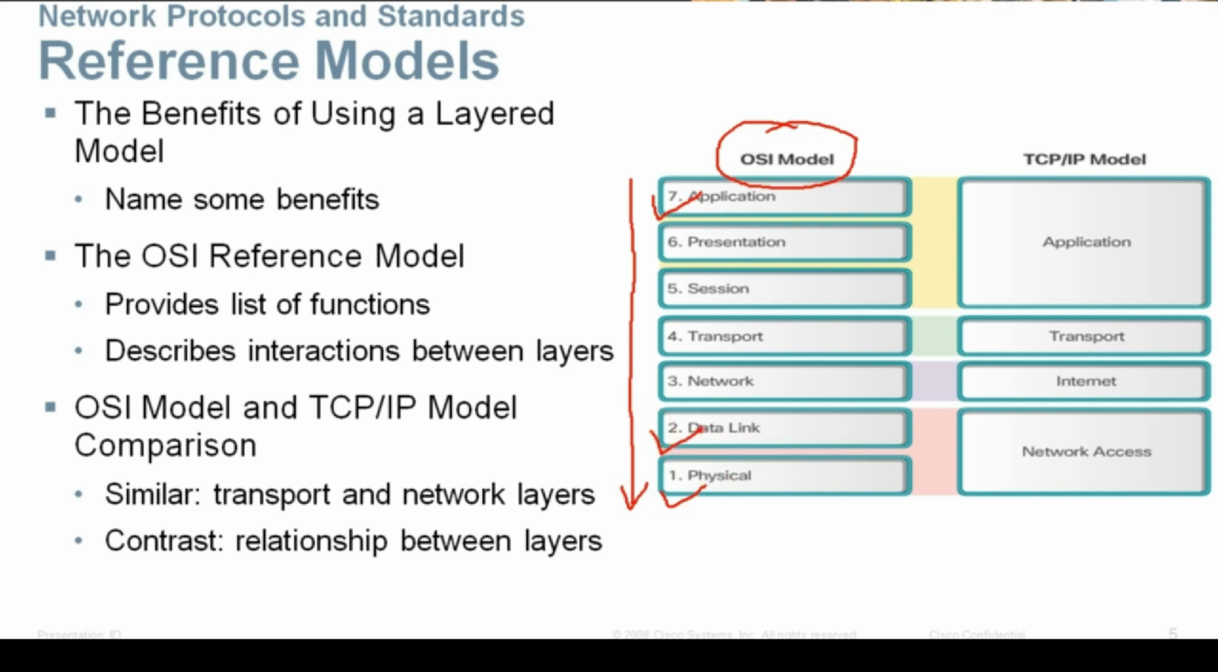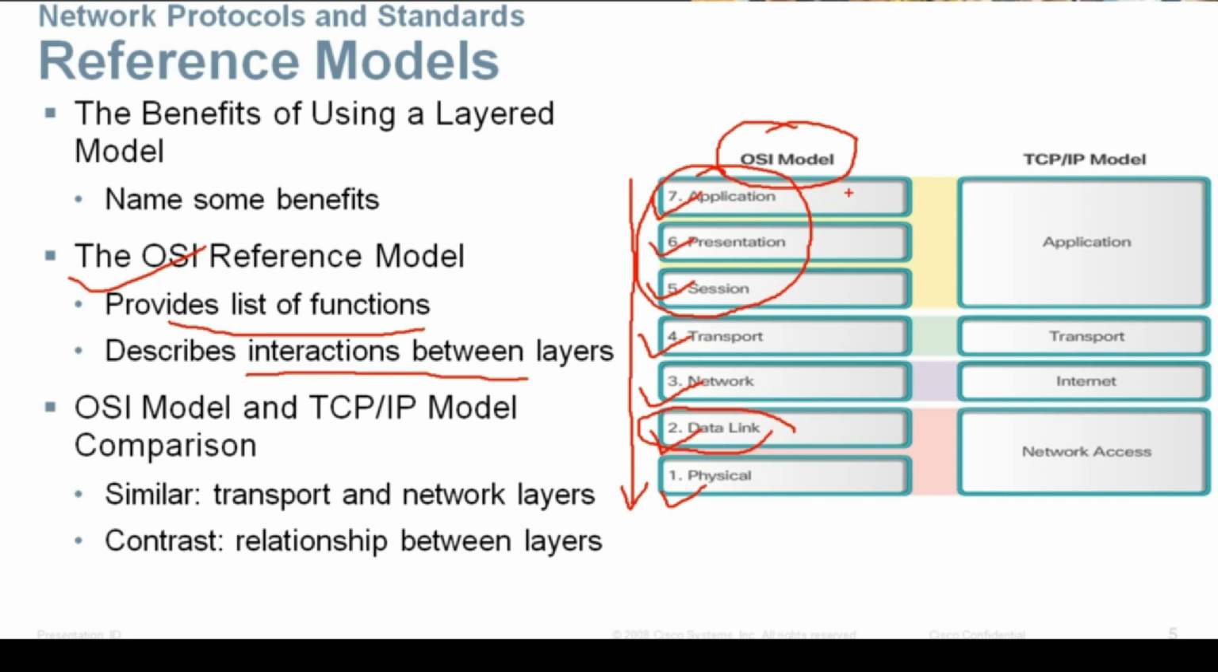The data link layer is dealing with the frames. So all the data converted to frames is tackled by the data link layer. The network layer is taking care of the packets, the transport layer is taking care of the segments, and the session, presentation and application layers form the application, presentation and session requirements. The OSI reference model actually provides the list of functions. It describes the interaction between the layers.